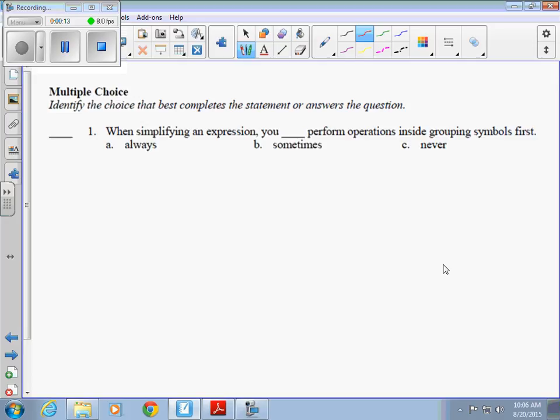Number 1 says, when simplifying an expression, you blank, perform operations inside grouping symbols first. You learned order of operations as Please Excuse My Dear Aunt Sally. We're going to go a little further than that, and talk about how it's not just parentheses. We'll call them grouping symbols. Most of y'all are familiar with the parentheses part, and almost all of y'all are familiar with brackets. But there's a thing called braces as well.